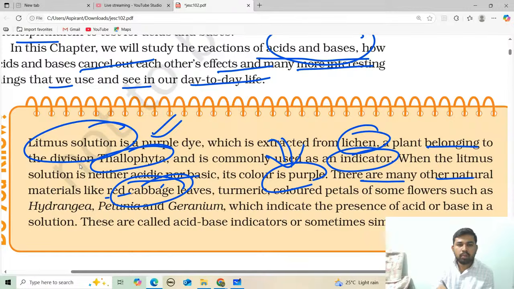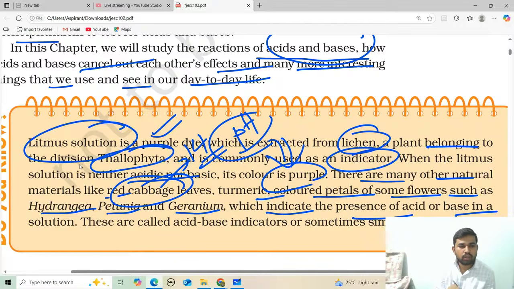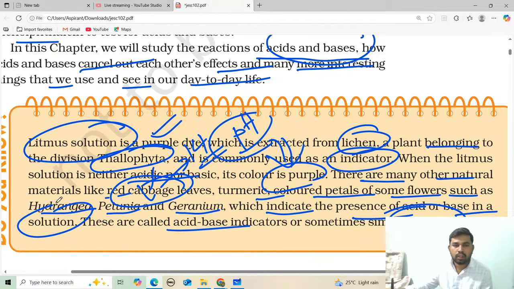It shows around 14 colors as per the pH. There are also turmeric and colored petals of some flowers such as hydrangea, petunia, and geranium, which indicate the presence of acids and bases in solutions. So all these things we can use as indicators. Generally, we call them indicators, and this we are going to discuss.